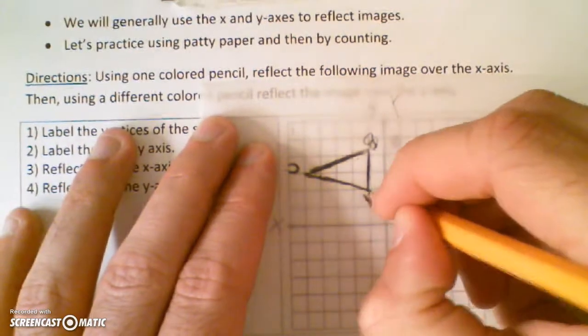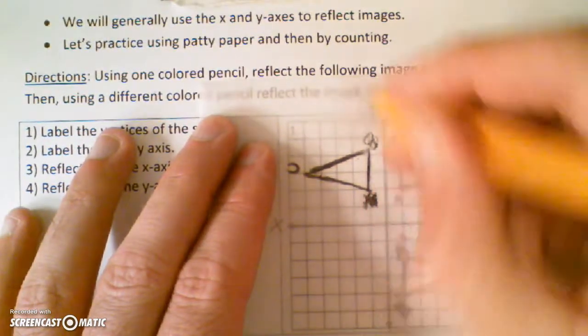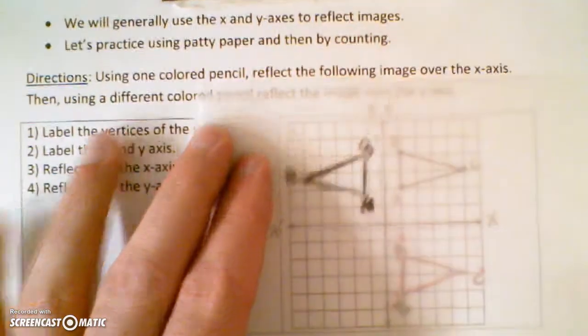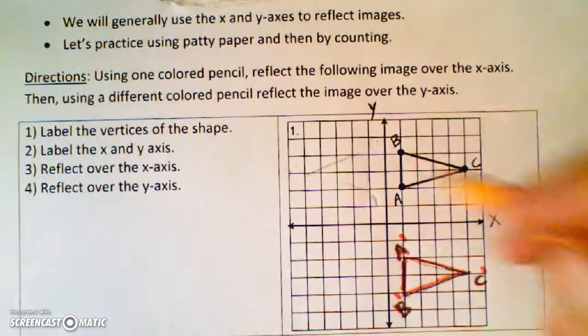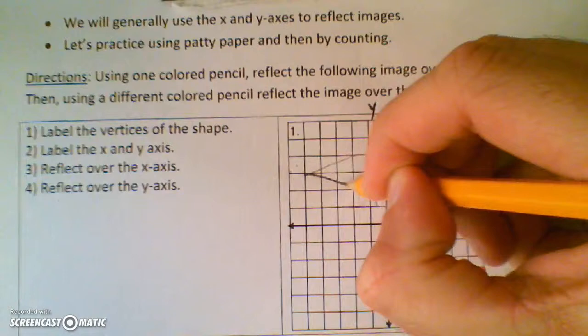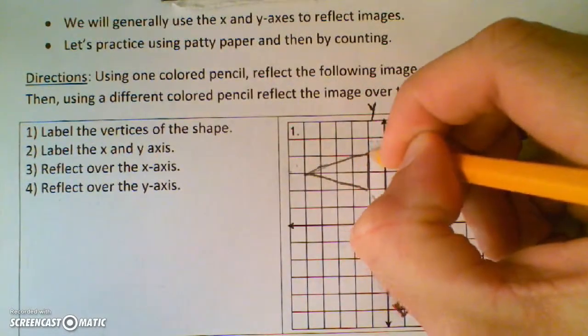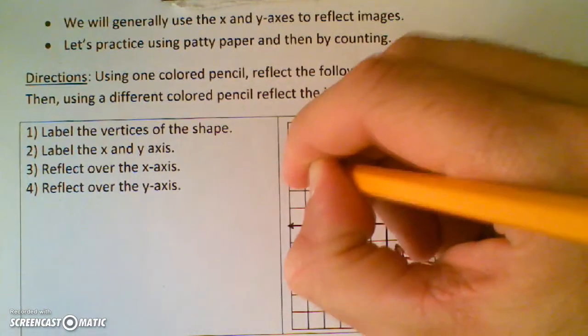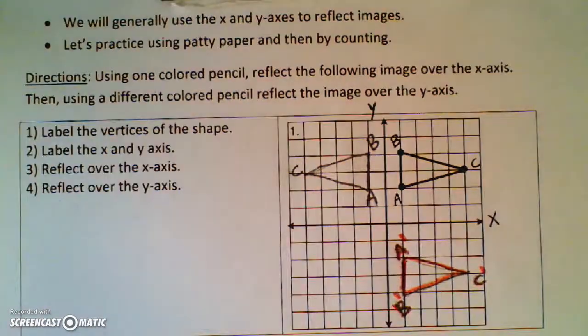And then label your points. This is A, B, and C. So I got a little bit of it to come through, but I have enough where I can see it. A, B, C. I'll use my different colored pencil.